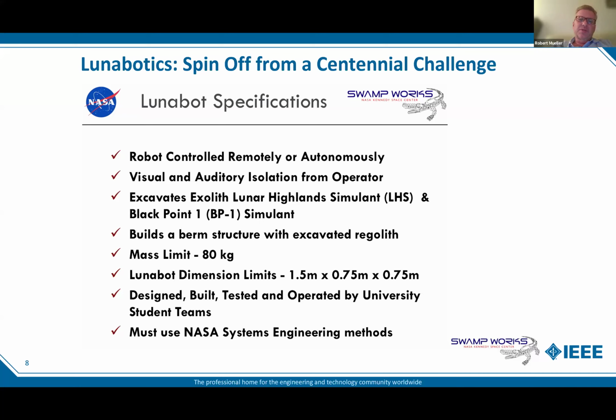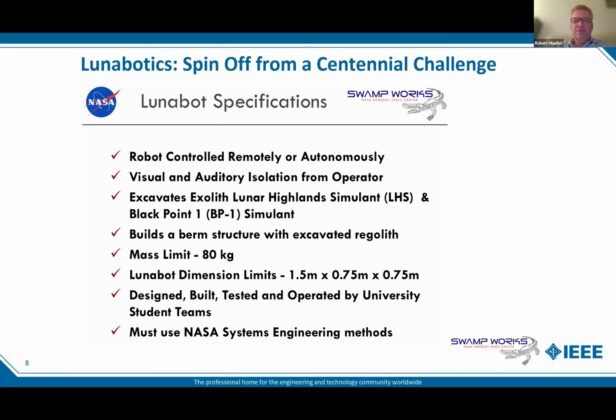And we say, yes, that's why we use it. It's very different. The geomechanical properties are very different than beach sand or playground sand or volleyball court sand. It's just different. And we asked the teams to build a berm structure with the excavator regolith because a berm is a very useful thing to have on the moon.